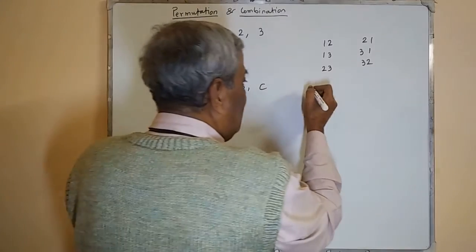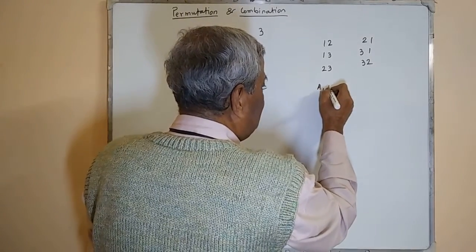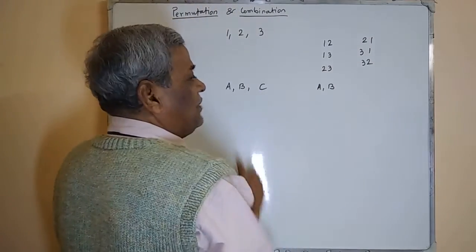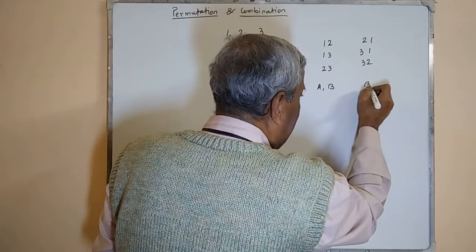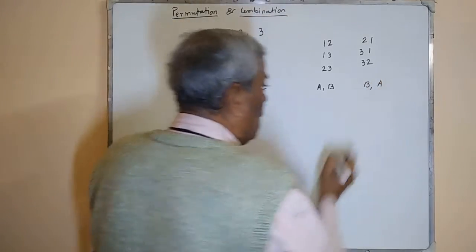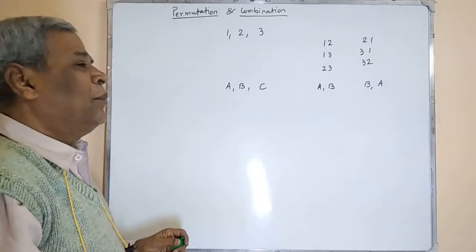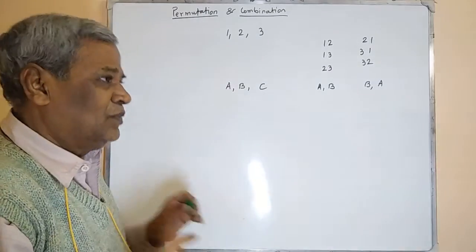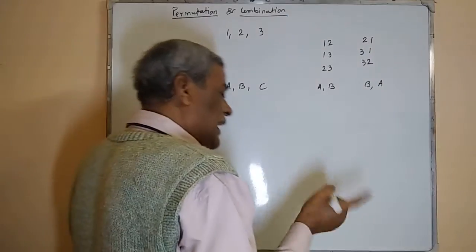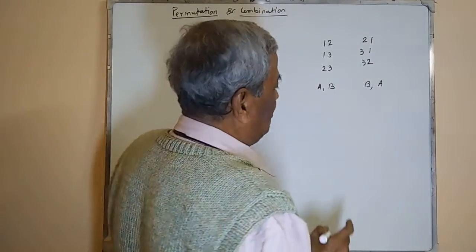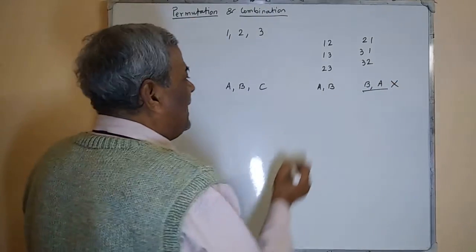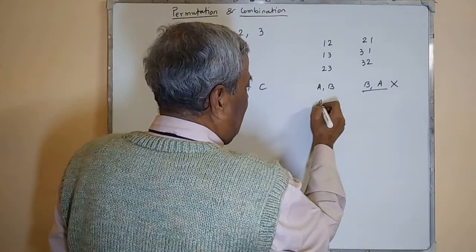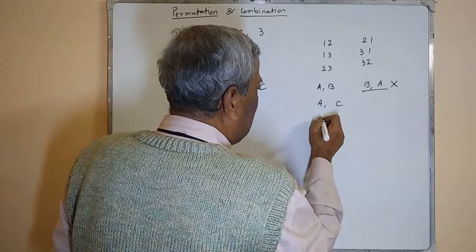The answer is AB, by taking A and B. By taking B and A, no new committee is formed. A and B and B and A, they are same. So this is immaterial here. Similarly, by using A and C, AC, and BC.